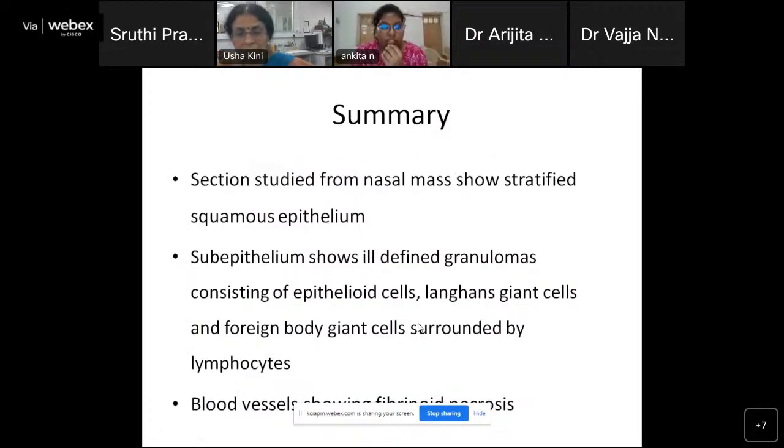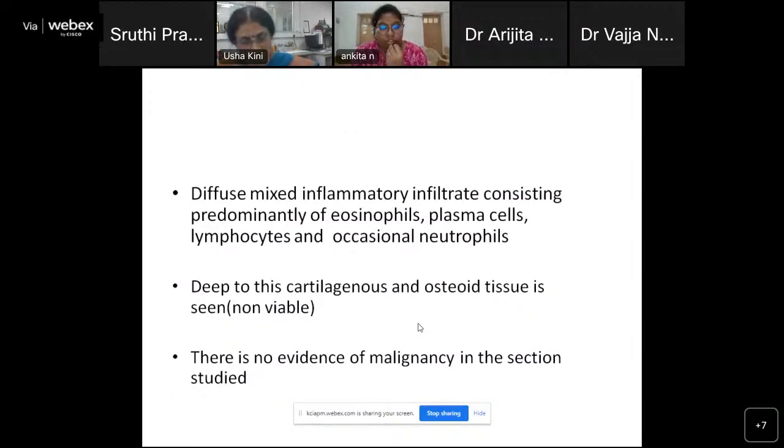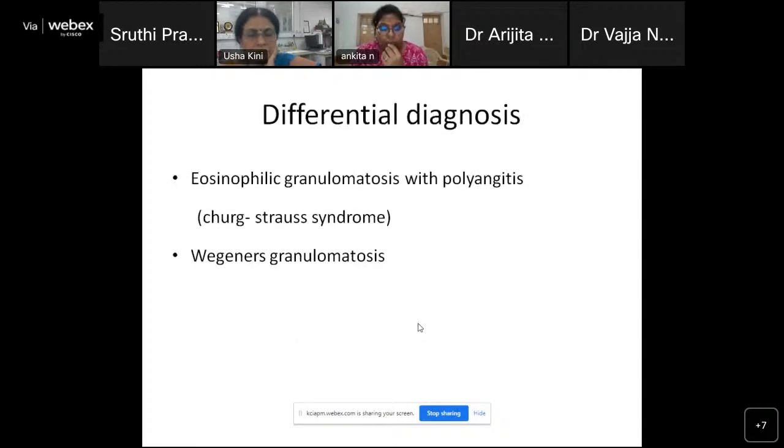To summarize, the section studied from the nasal mass shows stratified squamous epithelium. Subepithelium shows ill-defined granulomas consisting of epithelioid cells, Langhans giant cells and foreign body giant cells surrounded by lymphocytes. The blood vessels are showing fibrinoid necrosis. Also, a diffuse mixed inflammatory infiltrate consisting predominantly of eosinophils, plasma cells, lymphocytes, and occasional neutrophils. Deep to this, cartilaginous and osteoid tissue is seen, which is non-viable. There is no evidence of malignancy in the section studied.